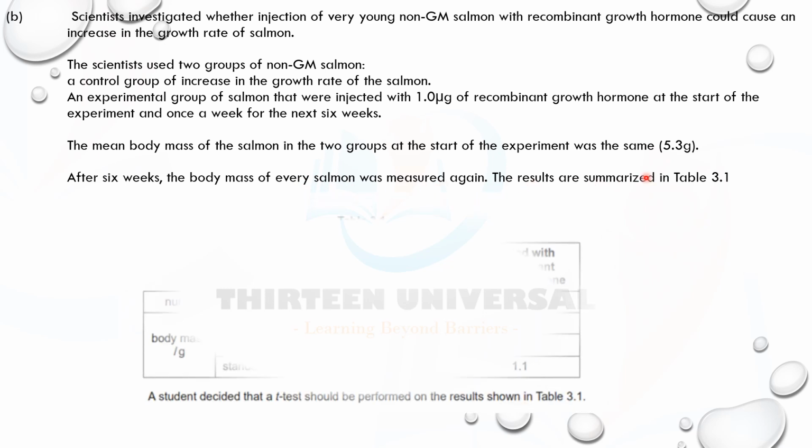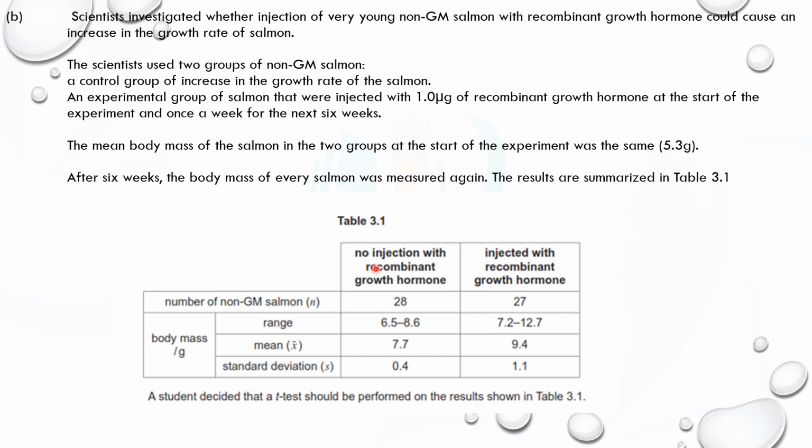So they were injecting these 2 groups. This is the group with no injection of recombinant growth hormone. This is the group injected with recombinant growth hormone. Now a student decided to use a t-test on the results shown. Now, why should a t-test be used here?